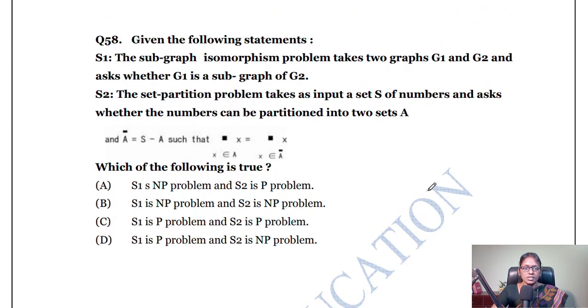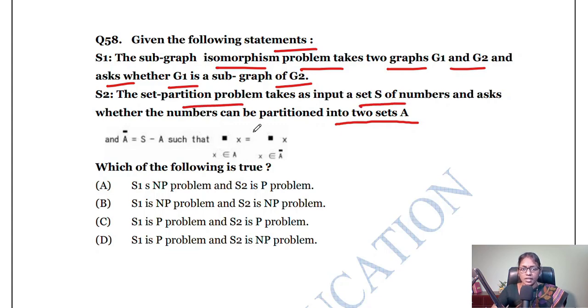The next question is, given the following statement: the subgraph isomorphism problem takes two graphs G1 and G2 and asks whether G1 is a subgraph of G2. And the second statement is the set partition problem, which takes as input a set of numbers and asks whether the numbers can be partitioned into two sets. Okay.